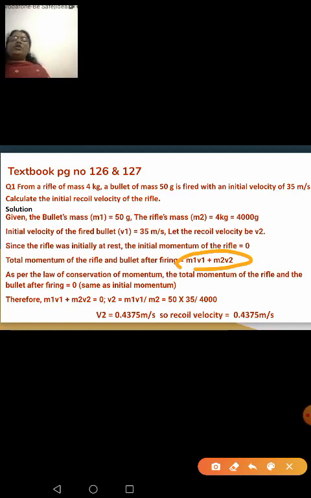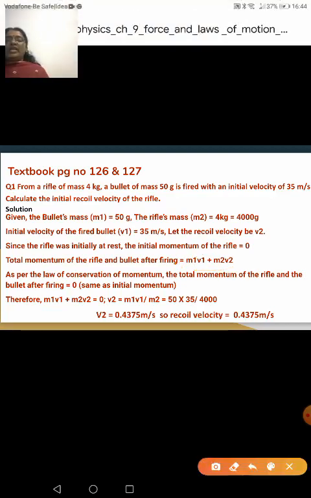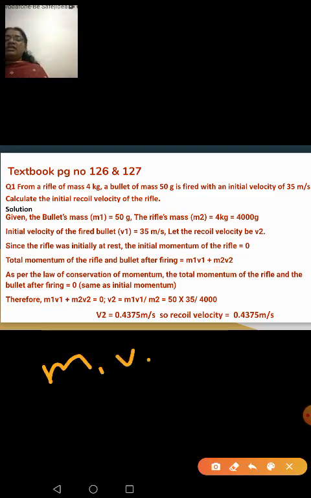See now, as per the law of conservation of momentum, the total momentum of the rifle and the bullet after getting fired will be 0, because initial momentum is equal to final momentum as per the law of conservation of momentum. But here we are calculating V2. So when I use M1 V1 plus M2 V2 is equal to 0, it will be easy for me to calculate V2.